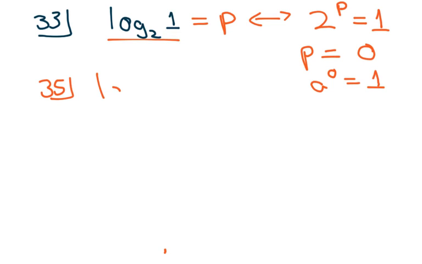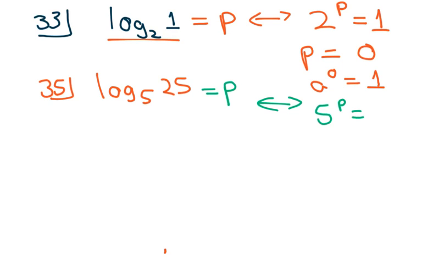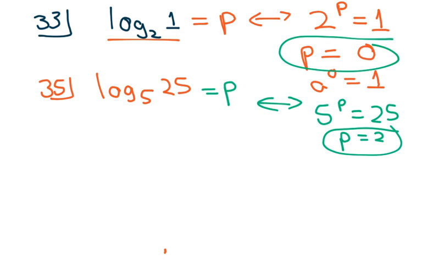So here we have log base 5 of 25. They want to evaluate that. So basically, what are they looking for? They're looking for the power. Okay? So the power, we're going to rewrite it, and that's going to be 5 to some power equals 25. So that means p equals 2. So these are your answers here.